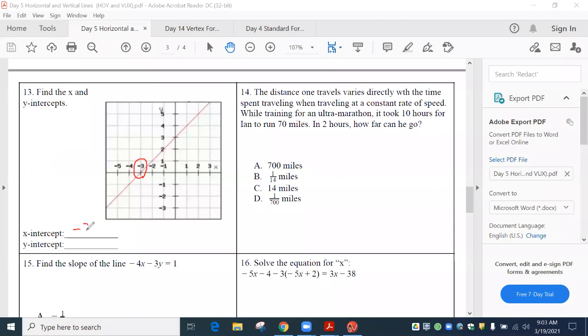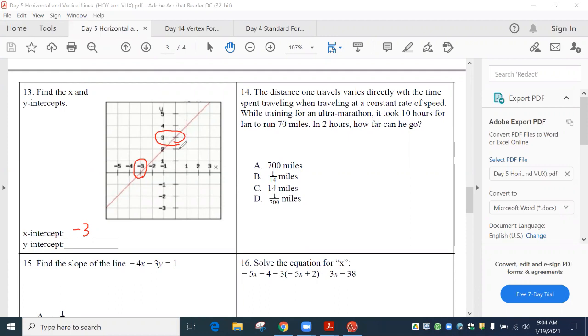-3. And then the y-intercept is where it crosses the y-axis. Everybody always says 2 because it's touching 2, but the line is actually right here. So it's actually 3. And the y is right there too, isn't it? Like the y is right here. Everything makes it look like 2.